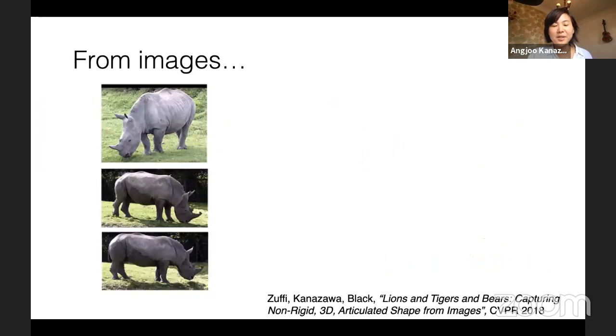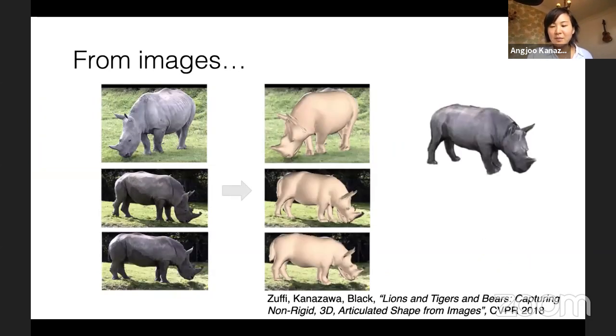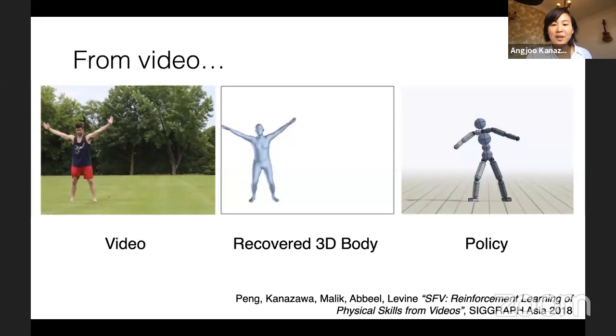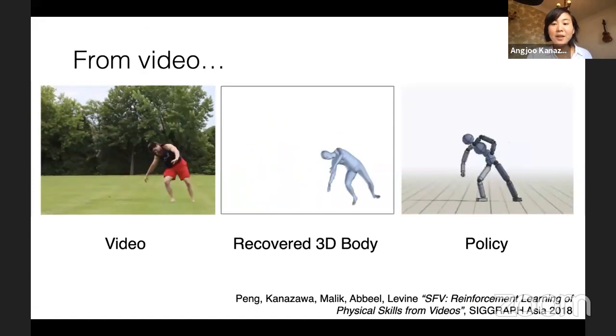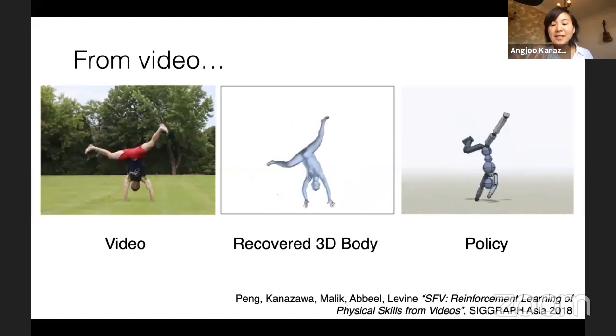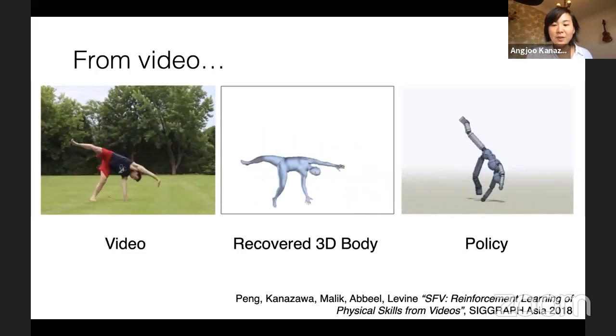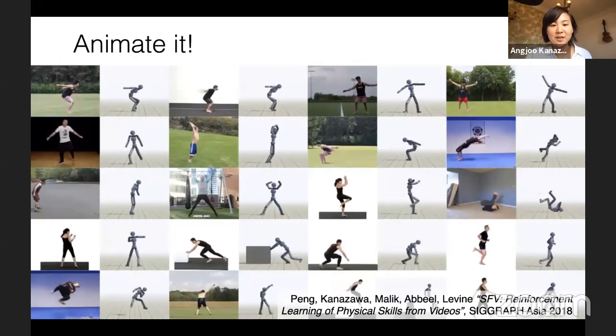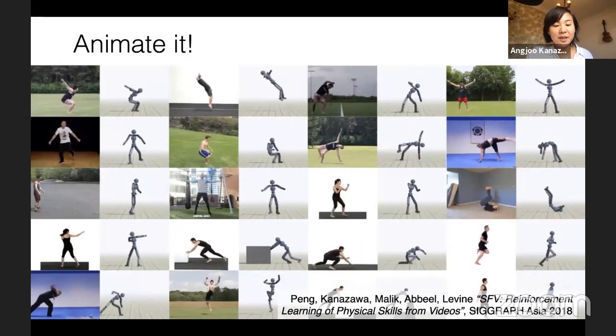Once you can reconstruct animals from images, this work uses some level of manual annotation, but we can reconstruct this white rhino, which is almost going extinct. And then we can 3D print it. If you can reconstruct humans from video, you can also use that to train a policy or a virtual agent that can imitate or learn to execute those skills as seen in video, not just copying over the animation, but to actually physically animate in this environment and do all sorts of cool things.